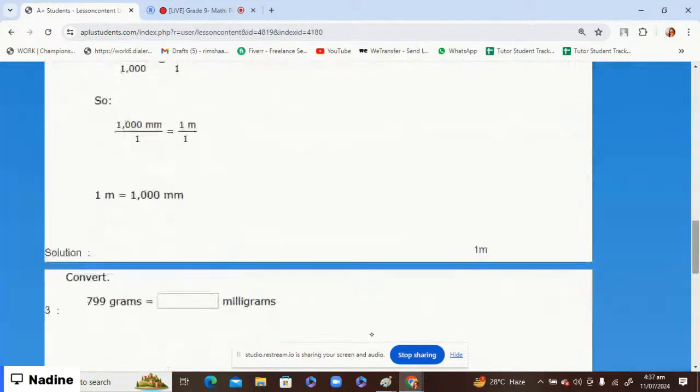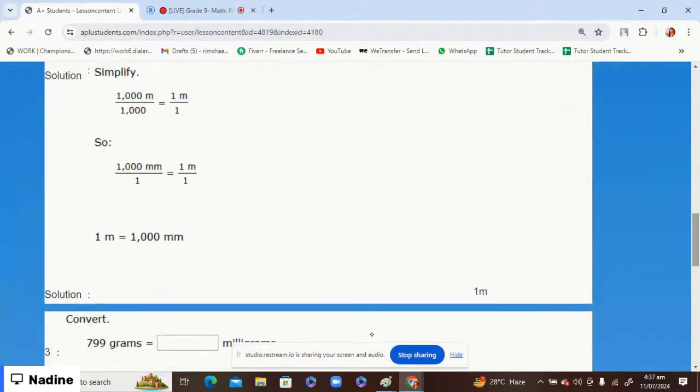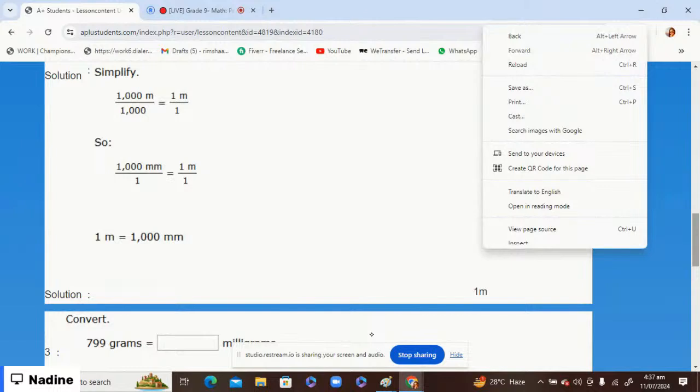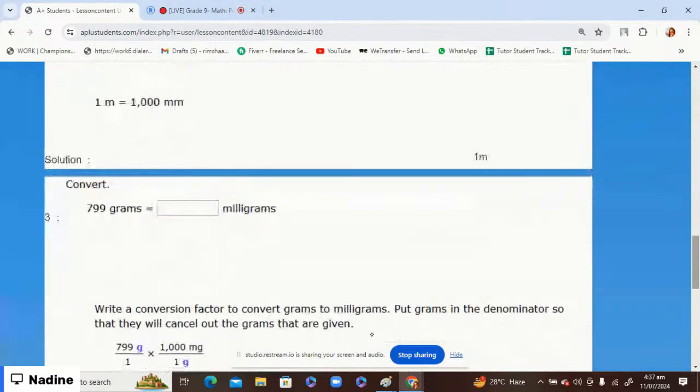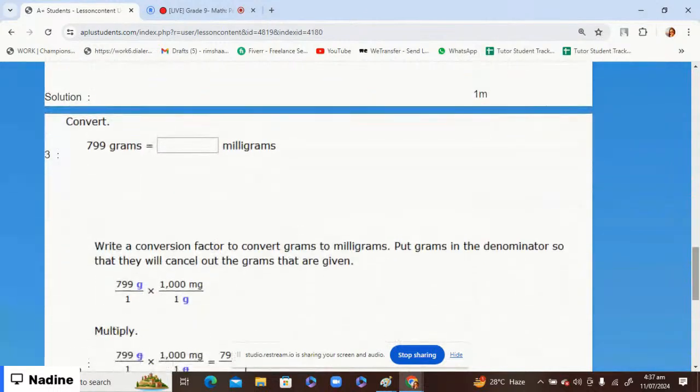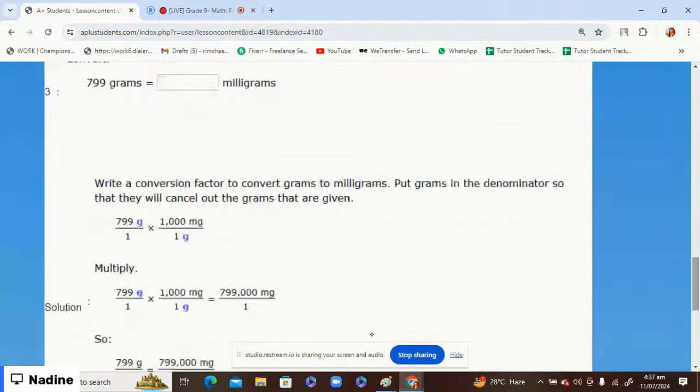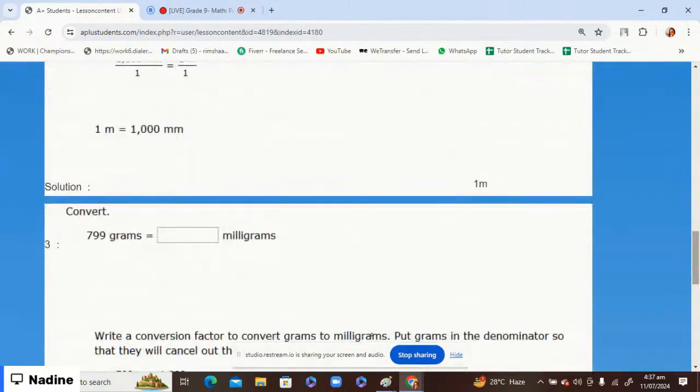So 799 grams is equal to how many milligrams? Just simply multiply by 1000. Grams to milligrams, multiply by 1000, and then you check the answer. For example, there is 799, or some questions say convert.